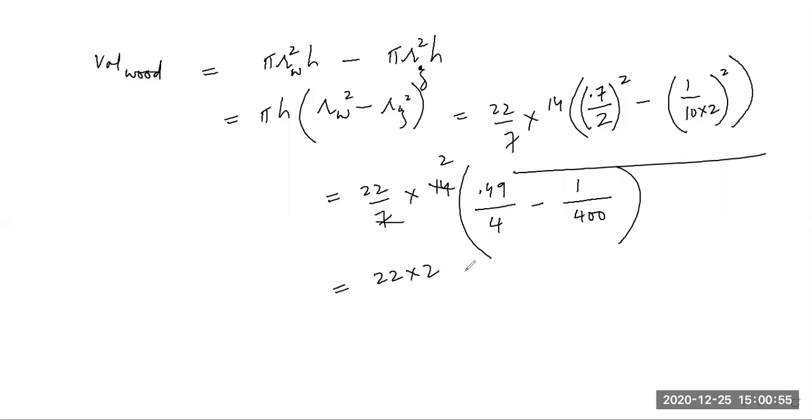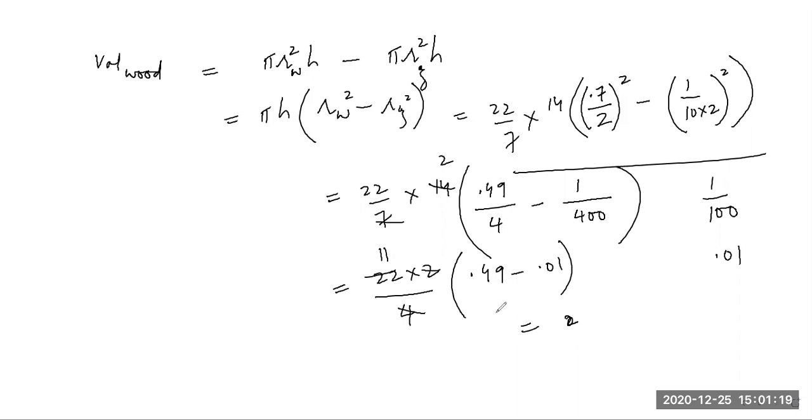7 to the 14. 22 into 2 into, we can take 4 common. So it will be 0.49 minus 1 by 100, right? 1 by 100 will be 0.01. Correct. This is equal to 22 into 2, how much? This is 2 and this is 11, right? 44. So this is 11 into 0.49 minus 0.01. So this is equal to 0.48, right?